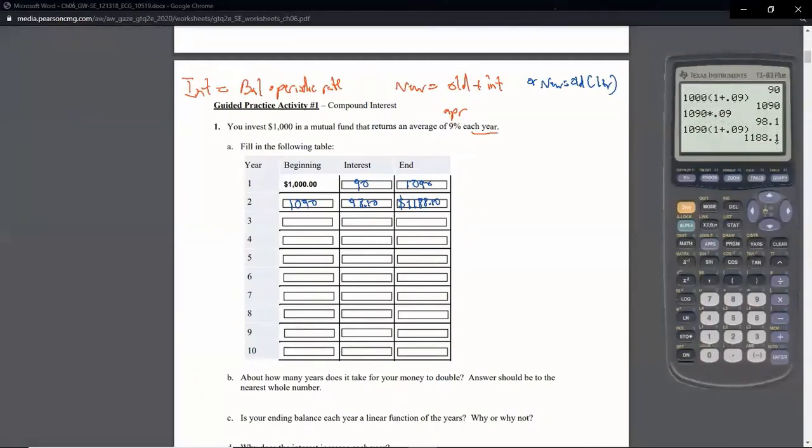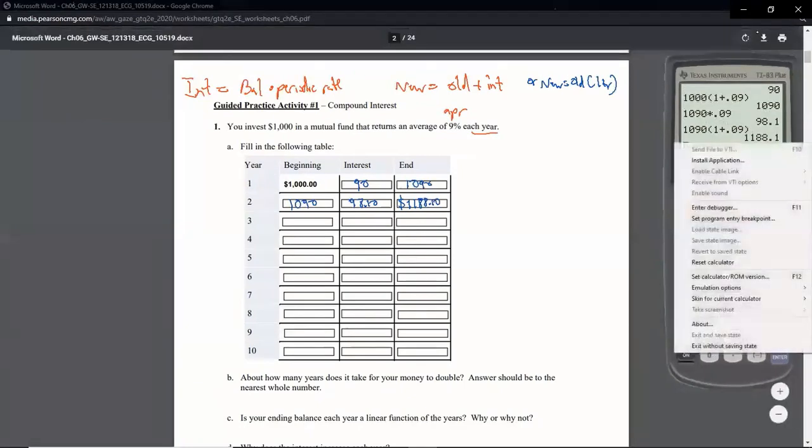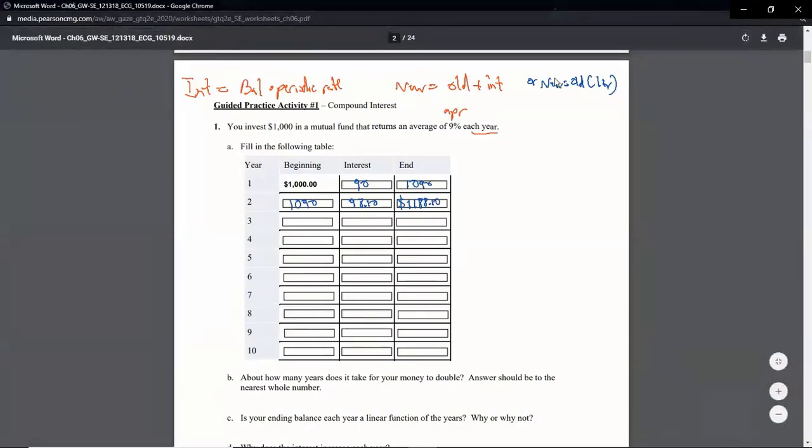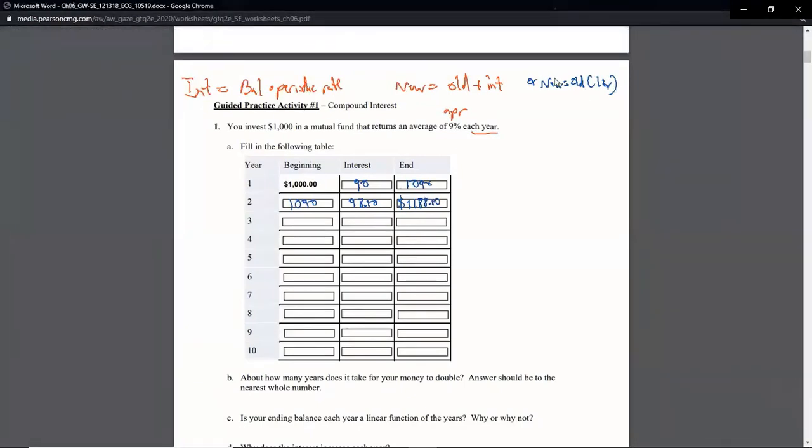I'm not going to do this for all 10 of these rows. Originally for the homework, I was going to say, let's just have y'all complete these. But I'm going to do things a little differently, in fact. I'm going to get y'all a little more involved. Okay, so then the new balance from year 2 will be the original balance from year 3, so 1188.10.